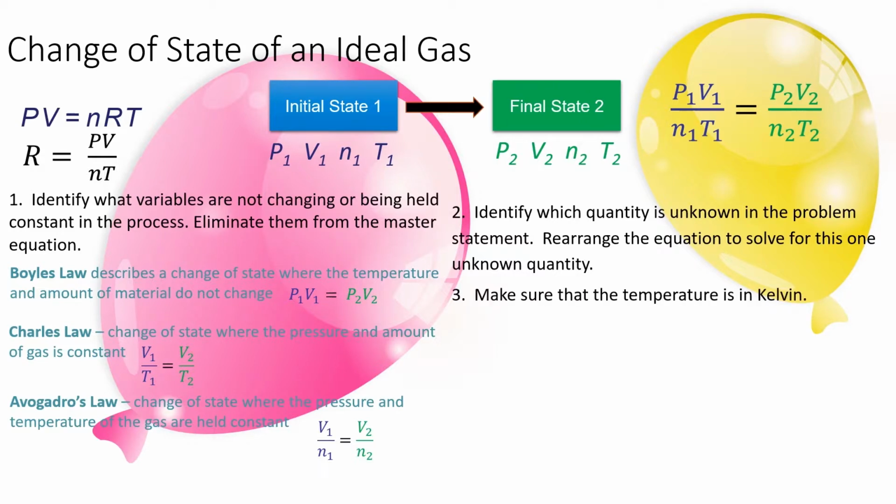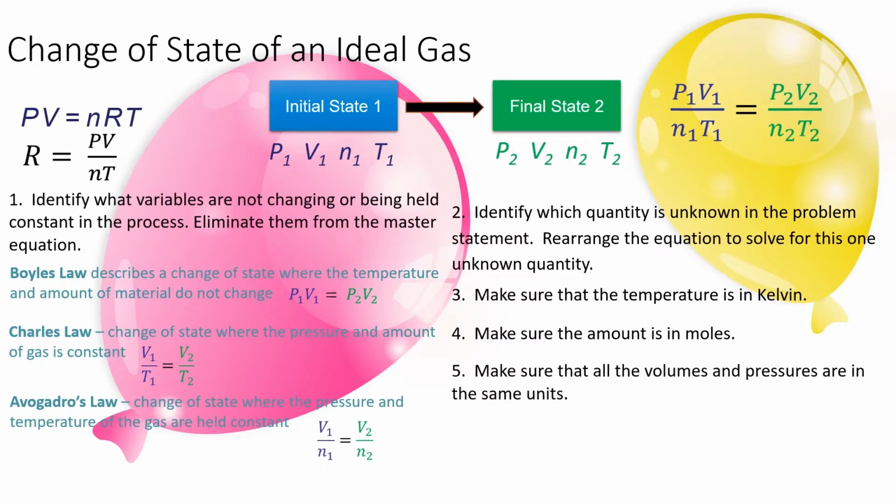Make sure that the temperature is in Kelvin. Only absolute temperature scales work in our equations. And make sure the amount is in moles. So if you have the amount of matter in mass units, convert to moles utilizing formula weights. And make sure that all the volumes and pressures are in the same units, and then plug all the knowns into the equation and solve for the unknown.